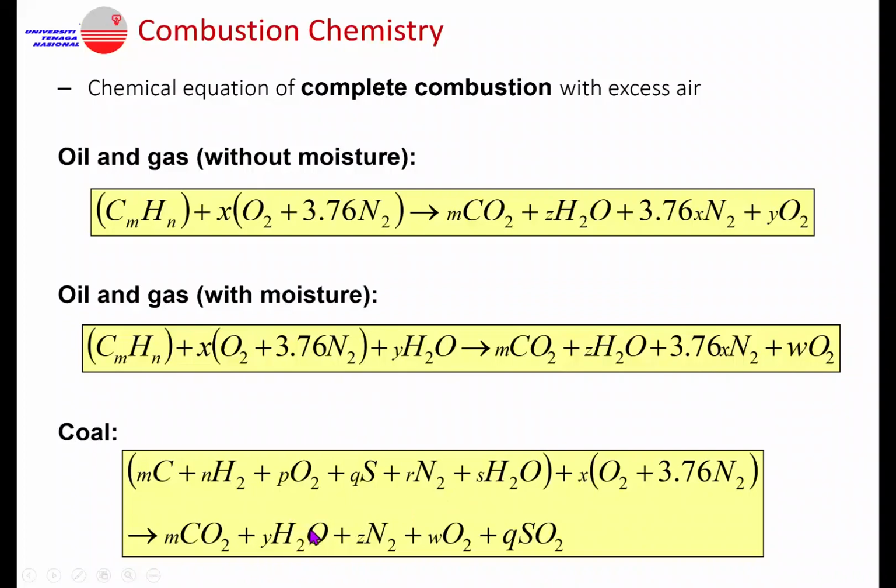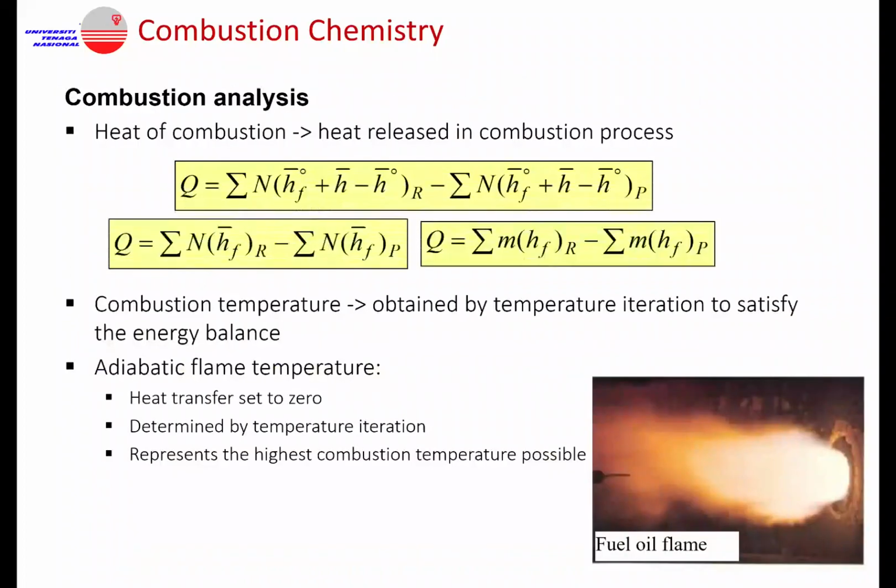So you have to do your element balance fairly carefully, making sure that the number of elements on the left hand side of the equation is the same as the number of elements on the right hand side of the equation. Okay, we'll do that in detail when we proceed with an example at a later stage.